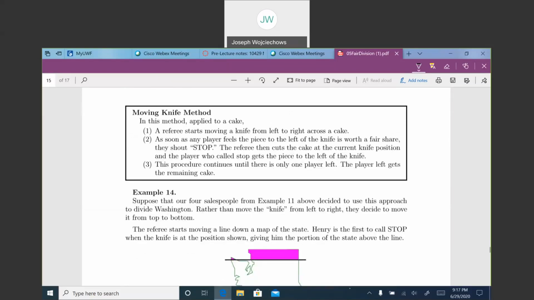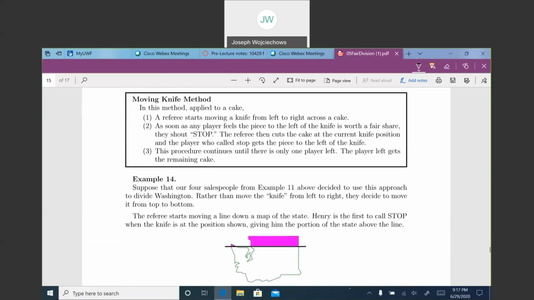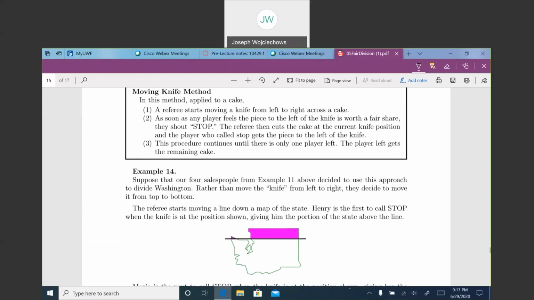Okay, next we have something called the moving knife method. In this method applied to a cake, a referee starts moving a knife from left to right across the cake. As soon as any player calls stop, the referee then cuts the cake at the current knife position. The player who called stop gets the piece to the left of the knife. They continue this procedure until only one player is left. That player gets the remaining cake.